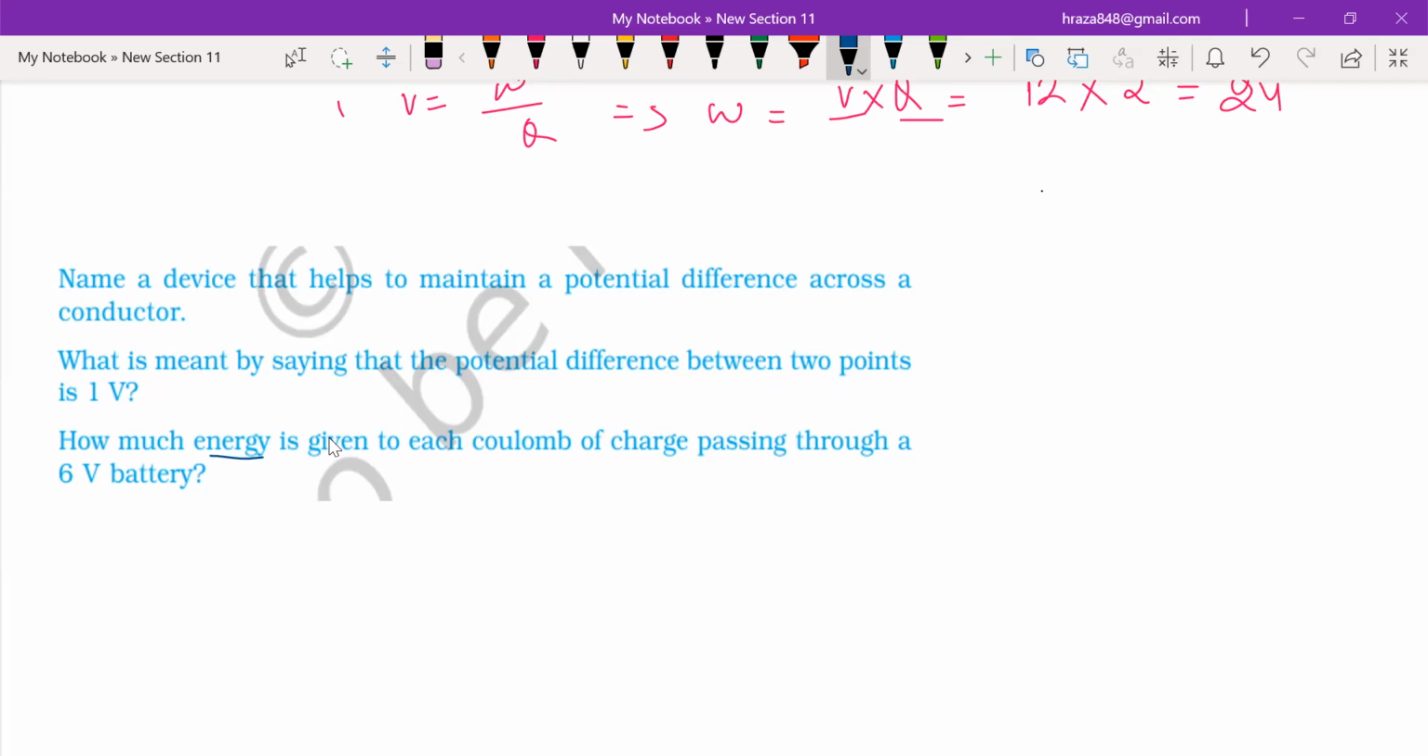How much energy is given? Energy is basically work done, right? Yes, that is what I want. So, sir, it would be 6 joules. Very good.